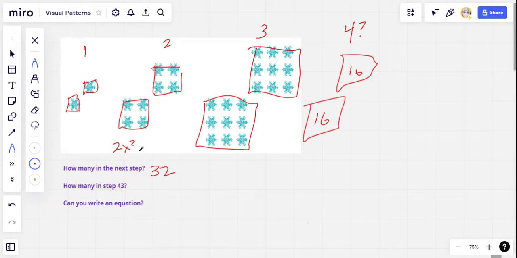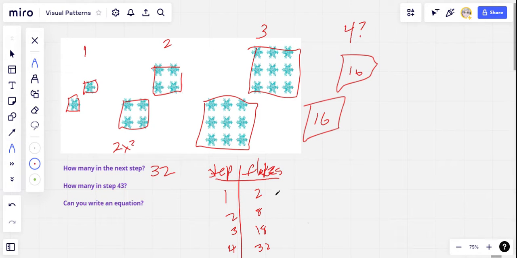Step 43, I think we definitely want to use an equation. And before we decide 2x squared is right, and maybe that looks obvious to you already, I want to look at the numbers just to verify that my hunch is correct. So I'm going to list the step number and then the number of snowflakes in each step. So in step 1, we just have 2 flakes. In step 2, we have these two 2 by 2 squares. So there's 4 and 4, so that's 8. In step 3, we have 9 and 9, which is 18. And in step 4, we've said we have 32.